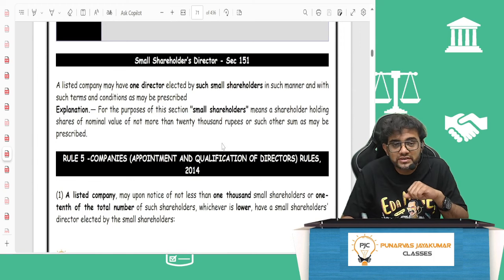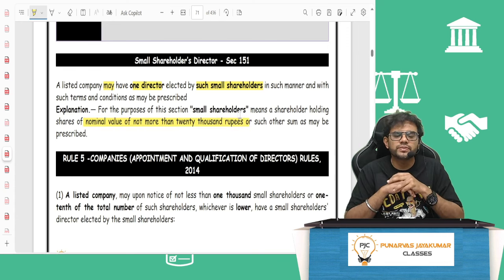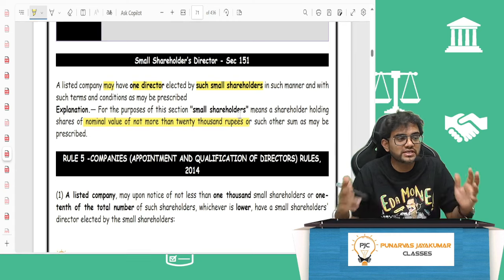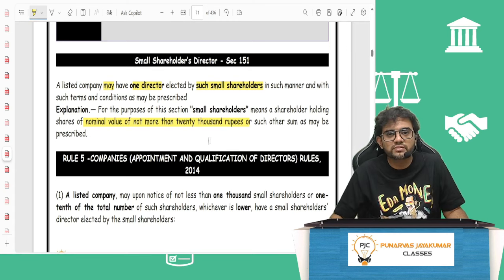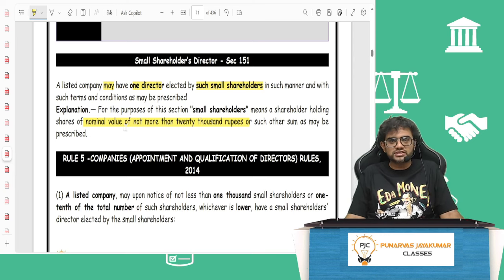Small shareholder director: a listed company may have, it's discretionary, one director elected by such small shareholders. For the purpose of this section, what is a small shareholder? It means a shareholder with nominal value not more than 20,000 rupees. So guys, basically you need minority representation. Minority representation will be there in the form of small shareholder directors.